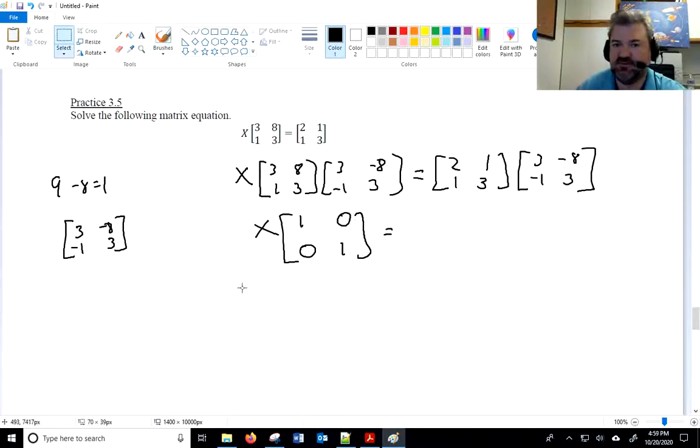All right, so let's see what we get over here on this side. Remember doing the top row with the first column. So we've got 6 minus 1 is 5. -16 plus 3 is a -13. 3 minus 3 is 0. -8 plus 9 is a +1. So that's what we're saying the answer is.